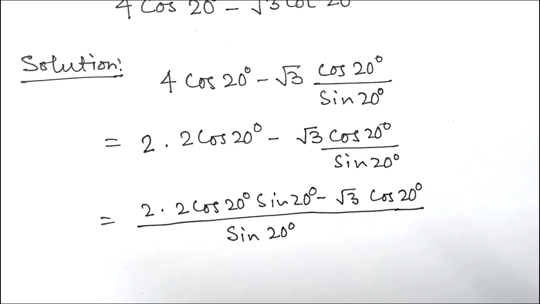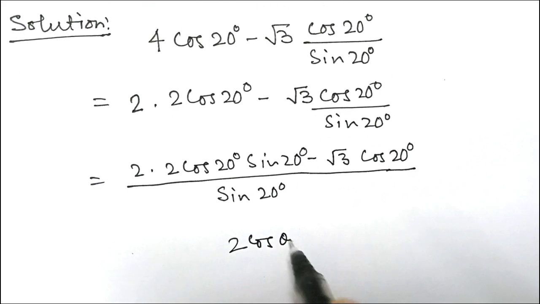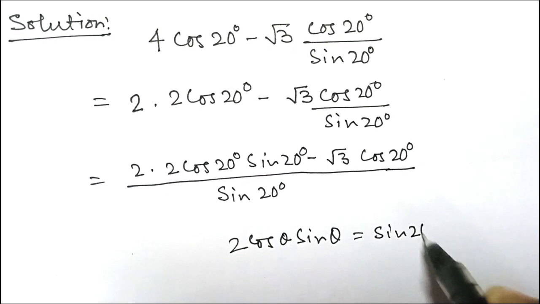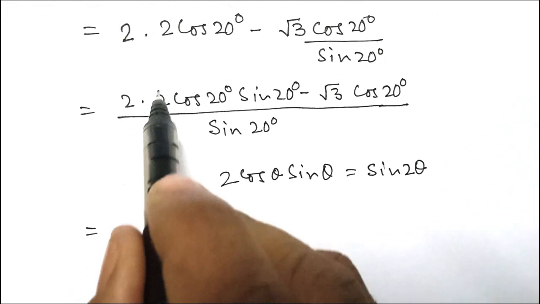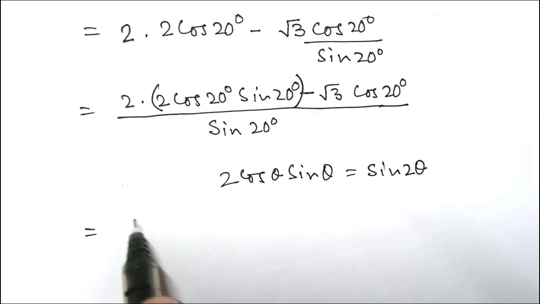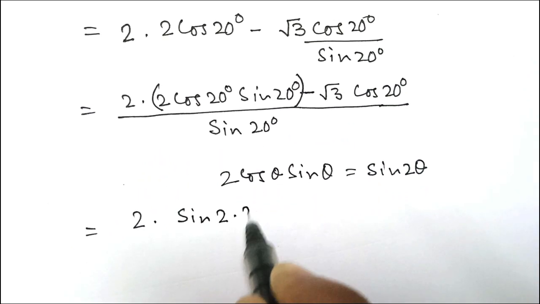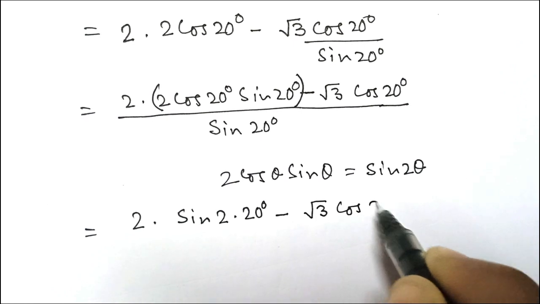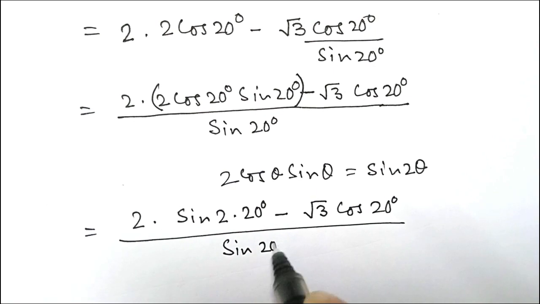Now we know that 2 cos theta sin theta is equal to sin 2 theta. So this expression 2 into 2 cos 20 sin 20 will be sin 2 into 20 degree, minus root 3 cos 20 divided by sin 20.